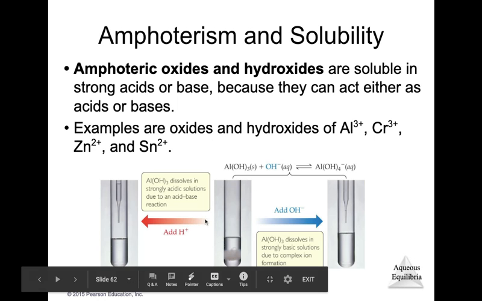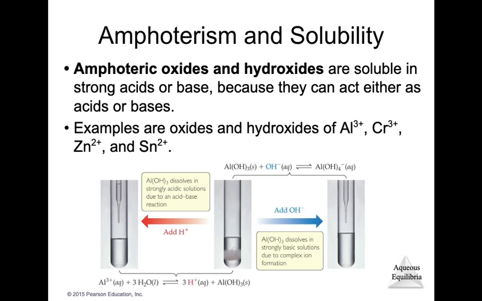But okay, so last couple things you need to know about chapter 17, or just this equilibrium concept in general, are amphoterism and solubility. Amphoteric oxides and hydroxides are soluble in strong acids or bases because they can act as either acids or bases. That's what amphoteric means, right? When do you know that's going to happen? Usually the most common examples are an oxide or a hydroxide of aluminum, chromium, zinc, or tin. Those are the four to look out for because they're the most common.